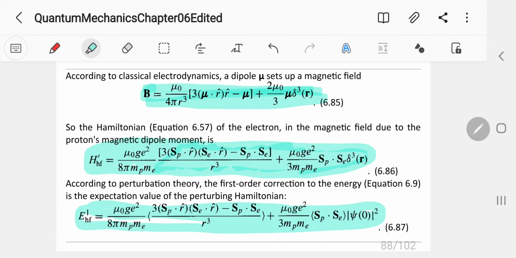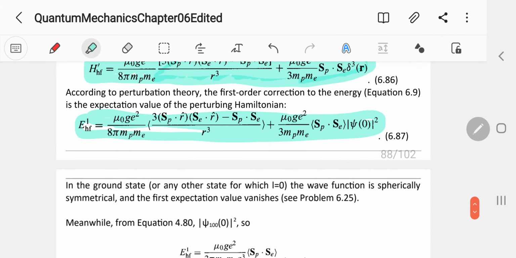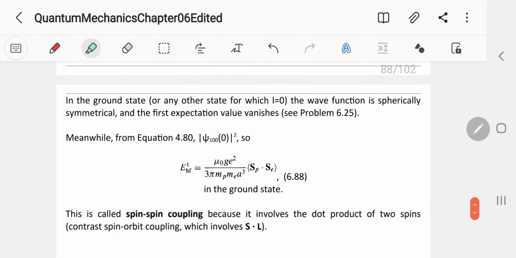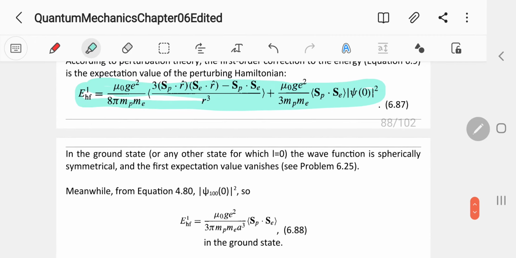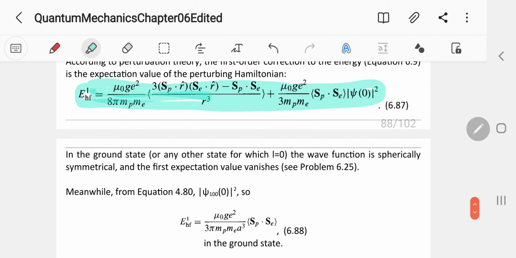where phi sub 0 squared is given by this. In the ground state, or any other state for which L equals 0, the wave function is spherically symmetrical and the first expectation value vanishes. And you can see this result if you solve problem 6.25, but for now just accept it.